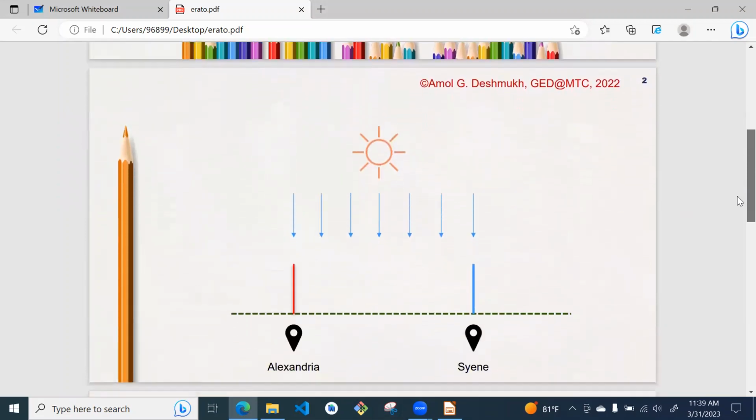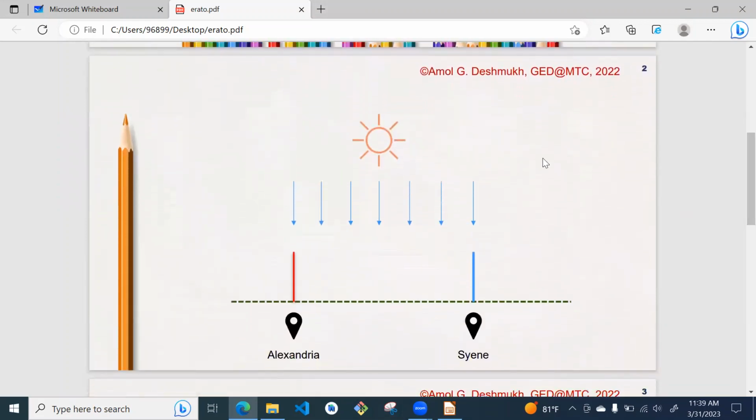So before we begin the video, I will tell you: Eratosthenes was a famous ancient Greek mathematician, astronomer, geographer and scholar who lived in the 3rd century before Christ. He used a simple trigonometric method and his knowledge to determine the circumference of the earth.